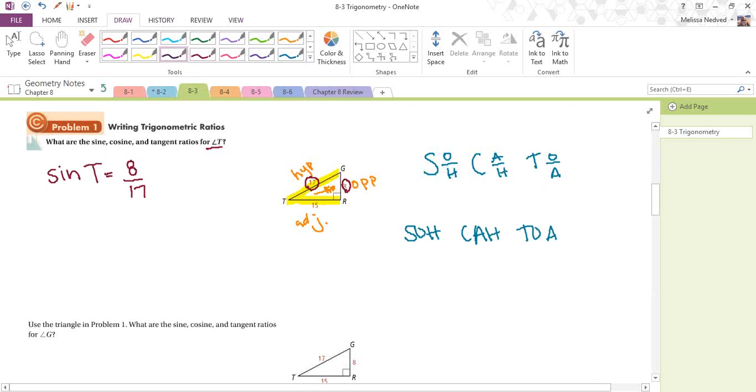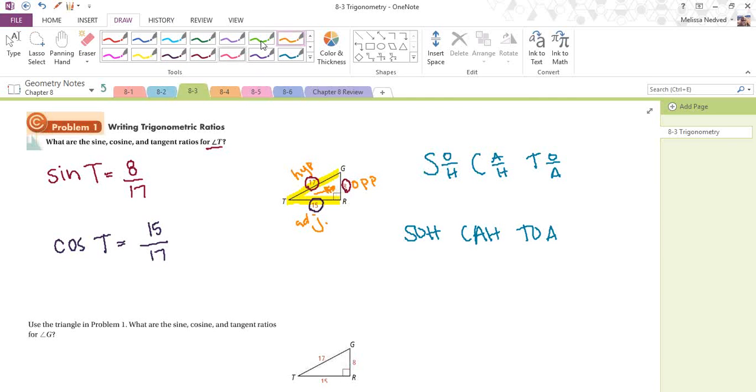Let's try setting up cosine. Cosine of angle t is, cosine is adjacent over hypotenuse. That's what A over H stands for. My adjacent side has a length of 15 over my hypotenuse, which is 17 again.